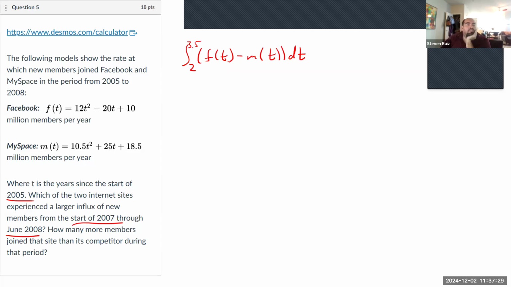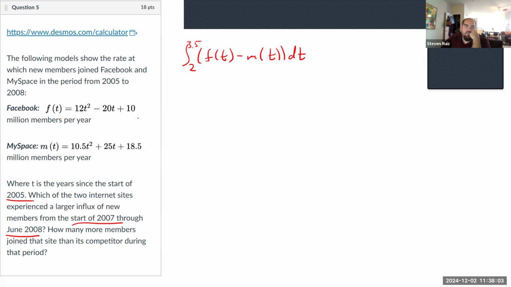Also, I'm asked two things. Which of the two sites gained more members? So how am I going to answer that question? Well, if this integral comes out to be a positive number, that'll tell me that Facebook gained more members. A negative number is going to tell me that MySpace picked up more members. And then whatever the number is going to tell me what the difference was.